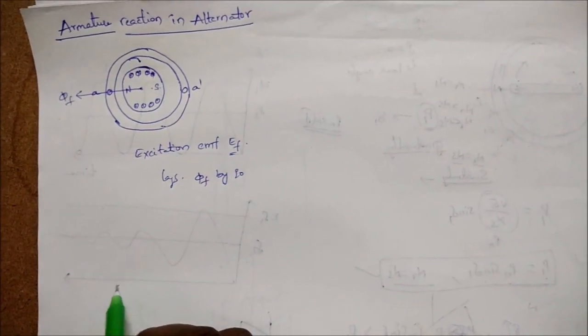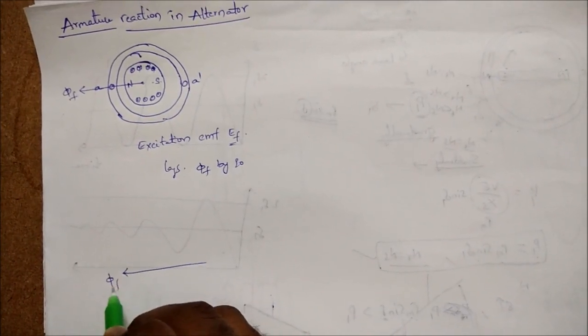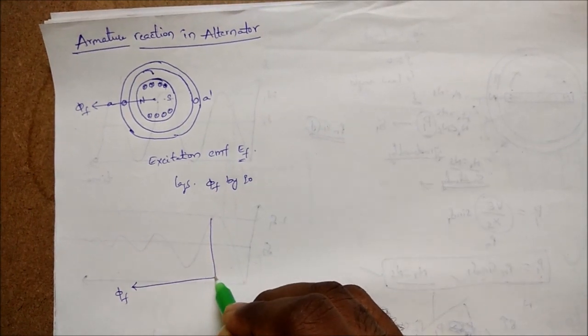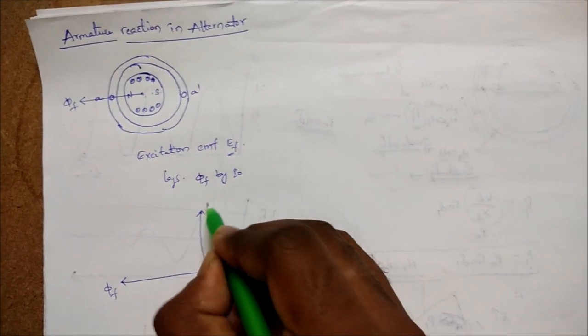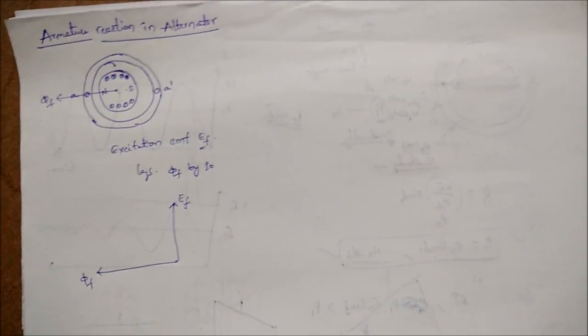Therefore we can draw the phasor diagram like this. This is the flux phasor, so this is the field flux, and this is the induced EMF in the armature. This is EF, the induced EMF in the armature.